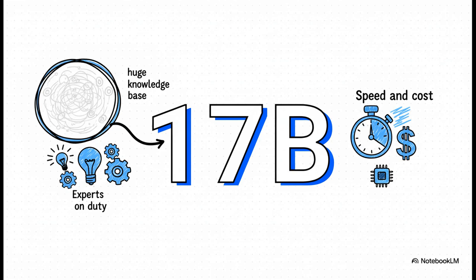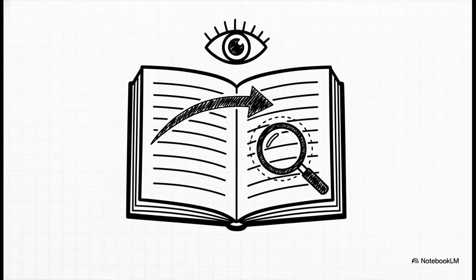So you get the intelligence and the nuance of a nearly 400 billion parameter model, but with the speed and the cost of a much smaller 17 billion parameter one. That is a huge deal. Okay, so that's trick number one.